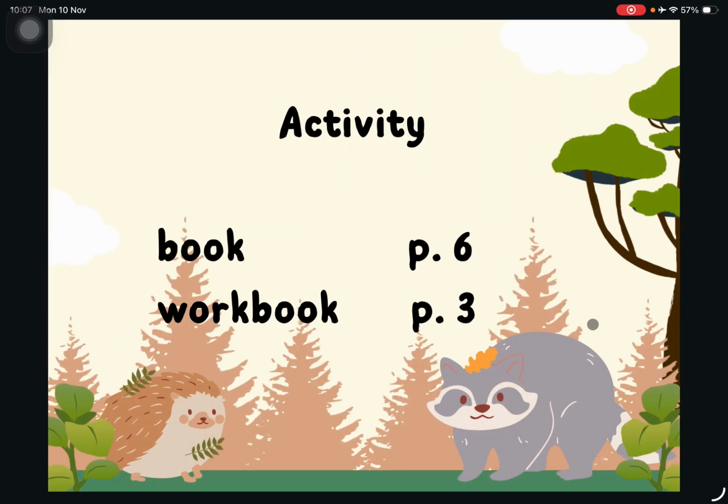Please open your book to page 6, only the book. Answer page 6 and please send it to Teacher Ball. I will check it later.